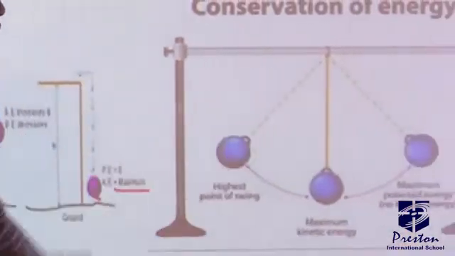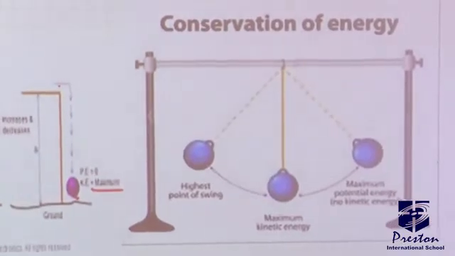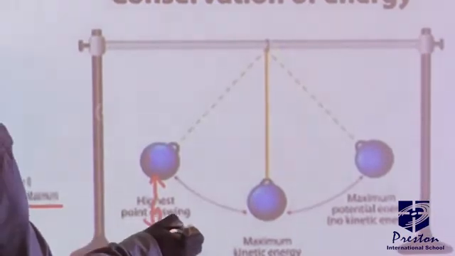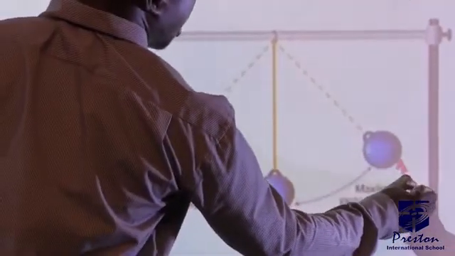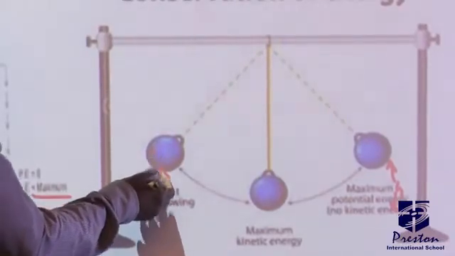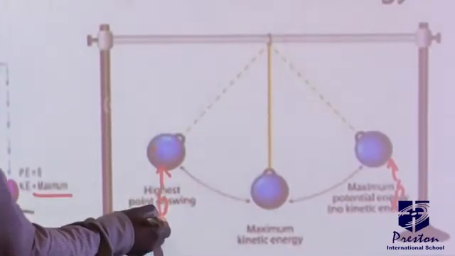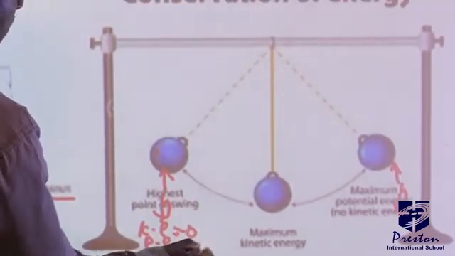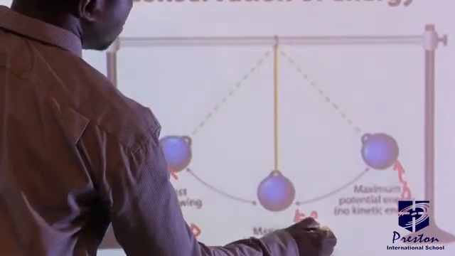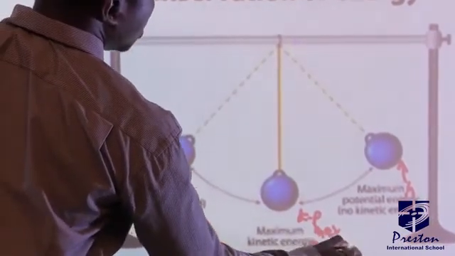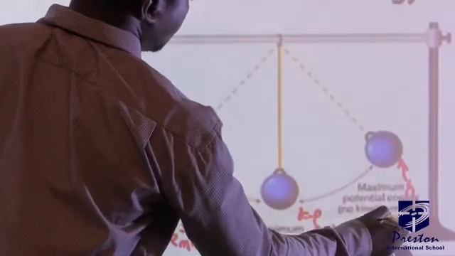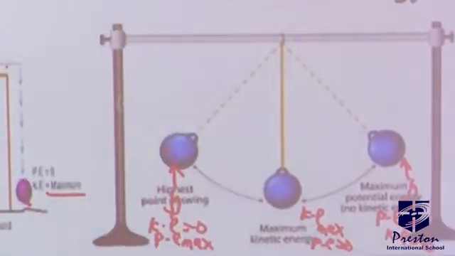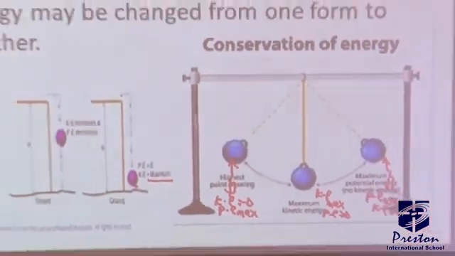Then look at another one, which is the simple pendulum. This is the simple pendulum. This is the highest point of the swing, and you know that there is a height h here. Then look at this one also, there is a height h at this point. So at this point, there is maximum potential energy, while the kinetic energy is 0. At this point, the kinetic energy is maximum, while the potential energy is 0. Then at the other extreme end, the potential energy is maximum, while the kinetic energy is 0. And this is what we call the law of conservation of energy.